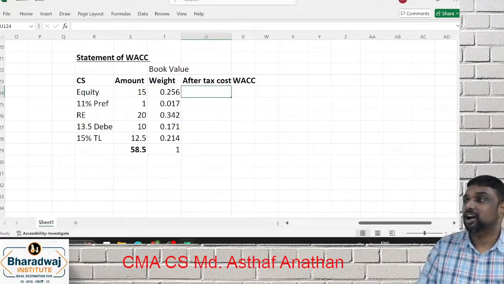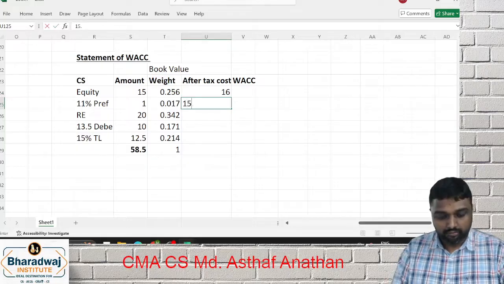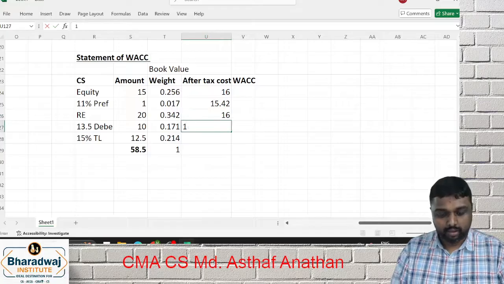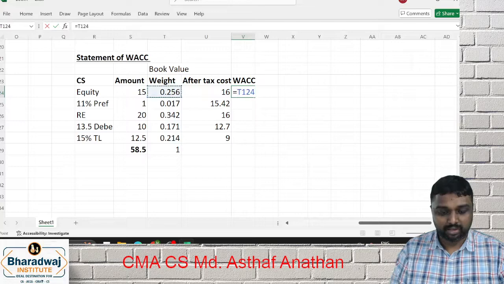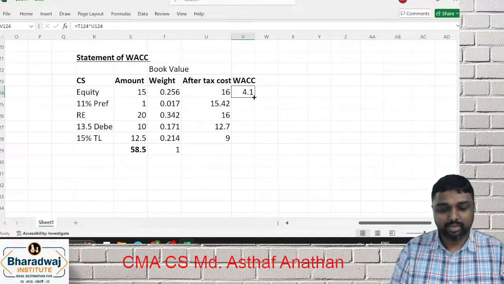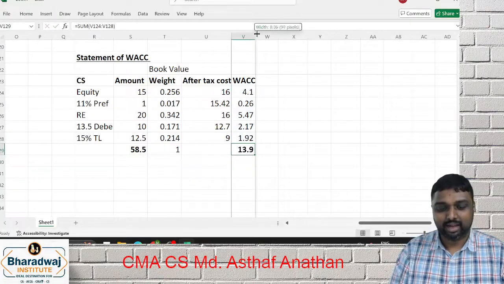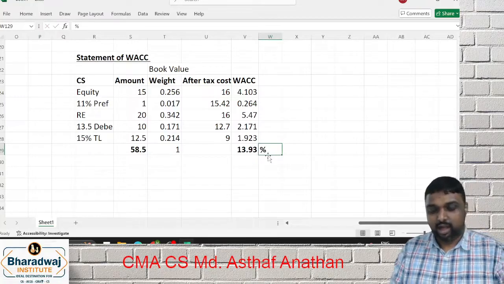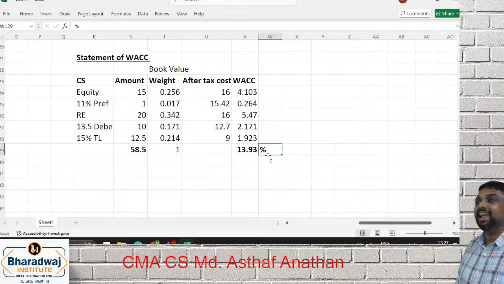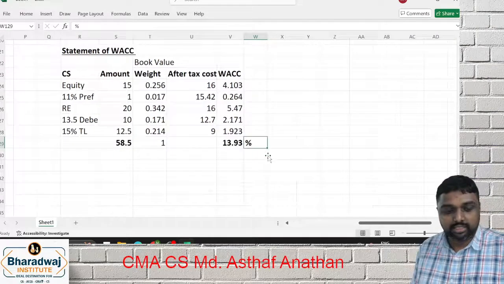What is the after tax cost? 16, 15.42, 16, 12.7. You have to just multiply. That's all. Since I'm using Excel, slightly the numbers may change, but your answer will be correct. Final answer you can do 2 decimals: 13.93. How many of you got the answer? Congrats. This is how you have to do it. Are you clear, friends? So this is for what?